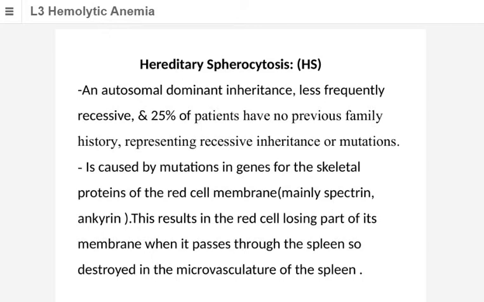It is caused by mutation in the gene for the skeletal protein of the red cell membrane, mainly spectrin and ankyrin. This results in the red cell losing part of its membrane when it passes through the spleen, so it is destroyed in the microvasculature of the spleen. What is the defect here? The defect is in the membrane of the RBC, so when it passes into the spleen, it will be destroyed.